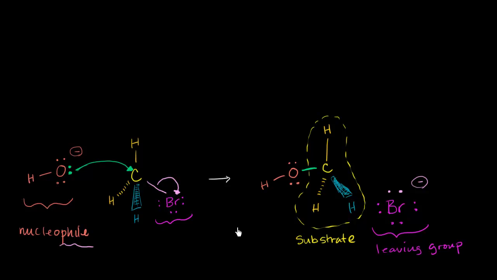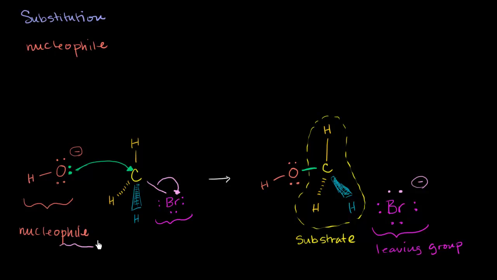Now, what should we call this reaction? Well, one way to think about it is we substituted this bromo group with a hydroxyl group. So it might make sense to call this a substitution reaction. Substitution has occurred. Now, what did we substitute with? Well, we substituted with a nucleophile.